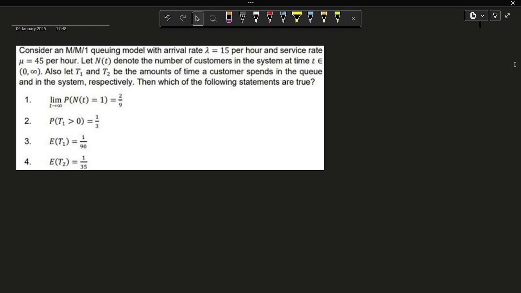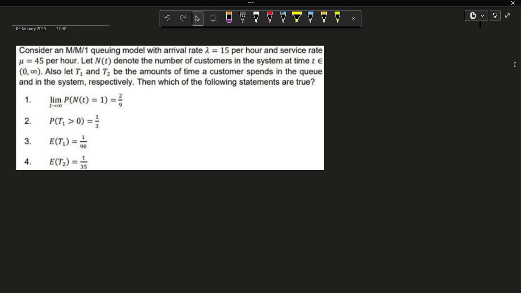Option 1 is telling us that the limit as t tends to infinity of P(N(t) = 1) is equal to 2/9. Option 2 is telling us that the probability that T1 is greater than 0 is equal to 1/3. Option 3 is that the expectation of T1 is equal to 1/90, and option 4 is telling us that the expectation of T2 is equal to 1/35.